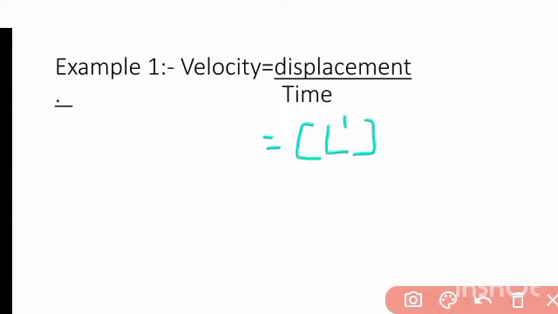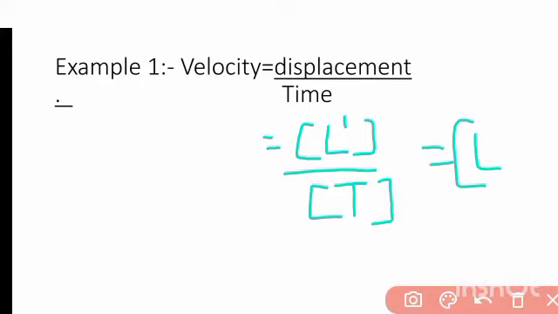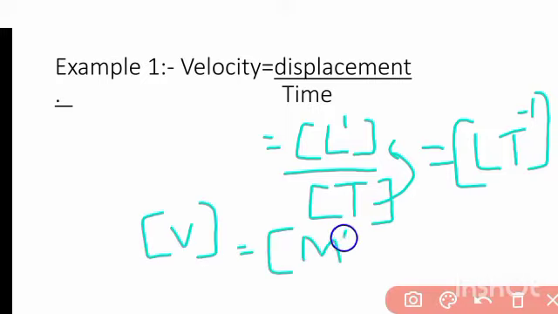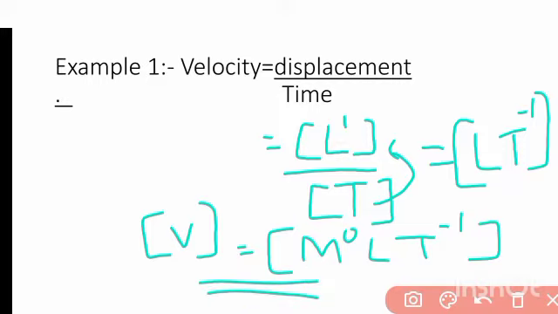For example, velocity. The velocity formula we know is displacement by time. Displacement we measure in terms of length, so length to the power 1, and time we measure in terms of dimension of T. Therefore L to the power 1, and T moving from denominator to numerator becomes T to the power minus 1. Therefore the dimension of velocity will be M^0 L T^-1. This is the dimension or dimensional formula of velocity. So this physical quantity is represented in terms of powers of fundamental units.